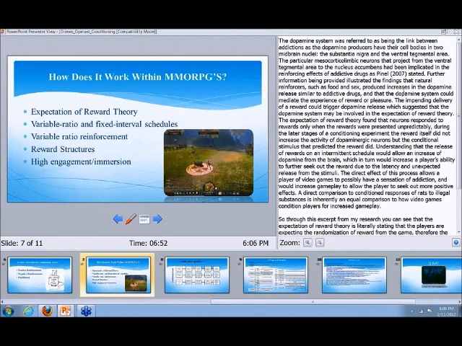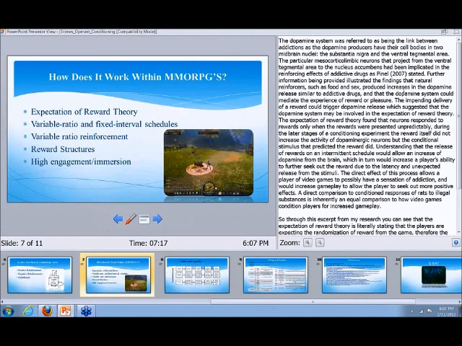Further information provided illustrated the findings that natural reinforcers such as food and sex produce increases in dopamine release similar to addictive drugs, and that the dopamine system could mediate the experience of reward or pleasure. The impending delivery of a reward could trigger dopamine release, which suggested that the dopamine system may be involved in the expectation of reward theory.